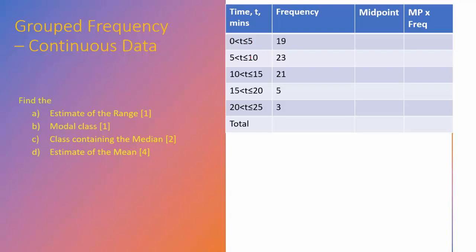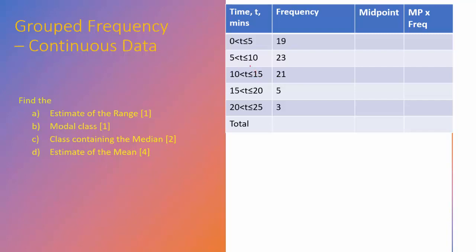So if someone took exactly 5 minutes, they would fall in this category because t is less than or equal to 5, whereas this one says t is bigger than 5. So if it is exactly 5, it would go in here. If it was exactly 15, it would go in this one. So you don't need to think twice about which row it fits into.